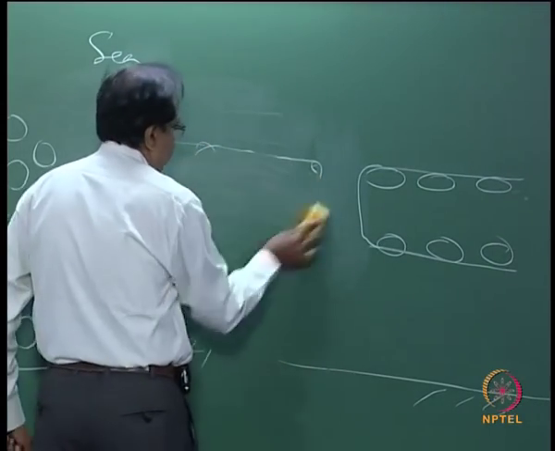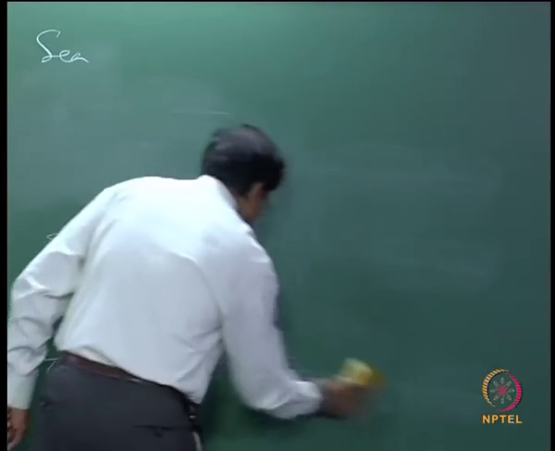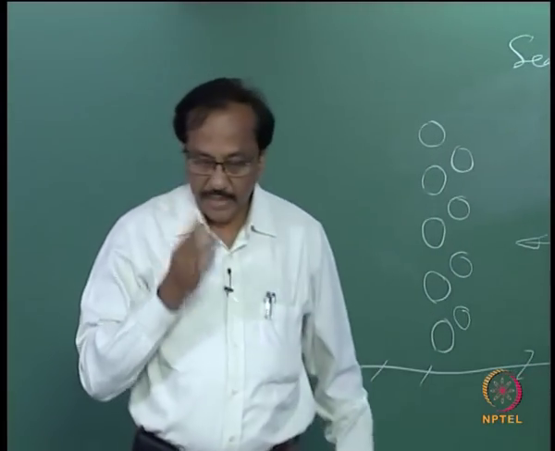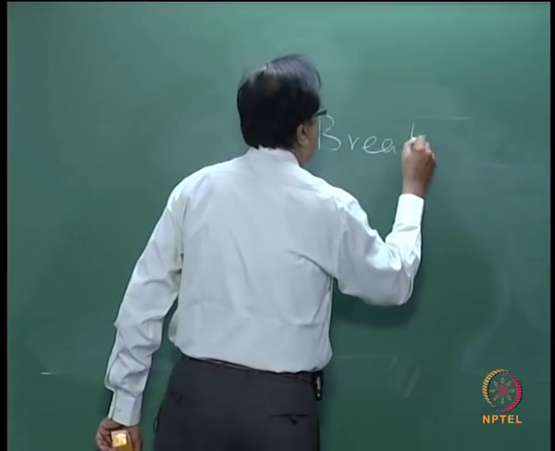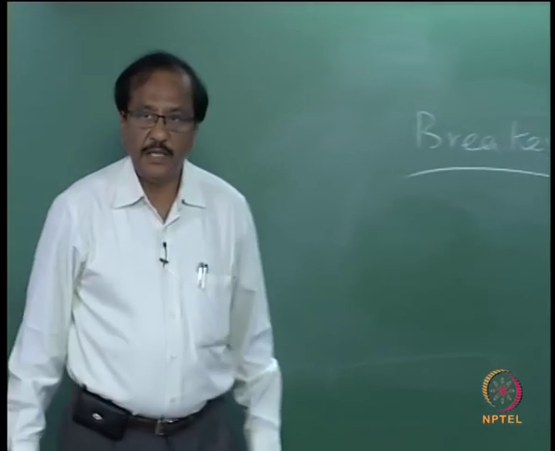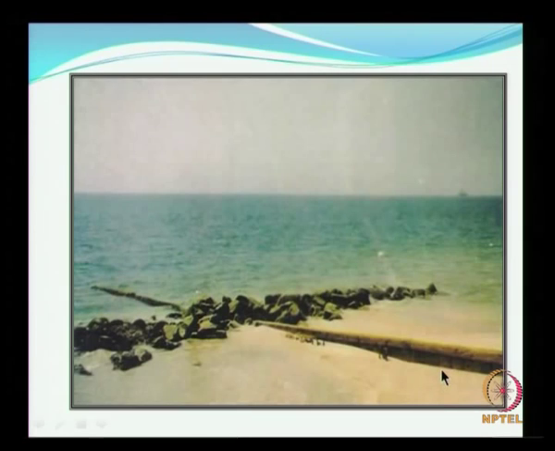I will elaborate on this again, but this slide shows that cheaper types of materials can also be used for the construction of a groin. This is a T groin, somewhere on the Florida coast in the US, where you have an impermeable groin. This is to protect a hotel by the name Breakers, along the shoreline.